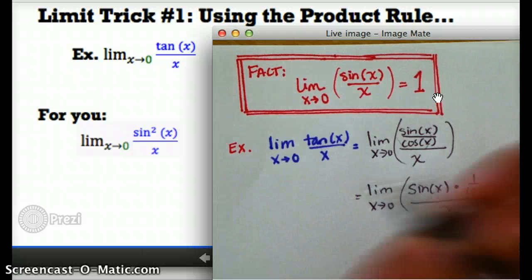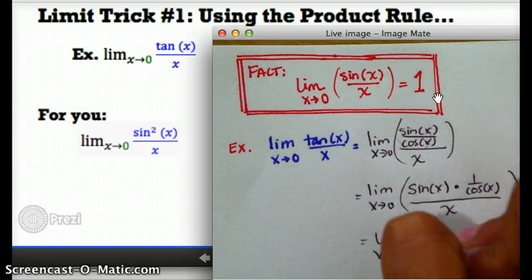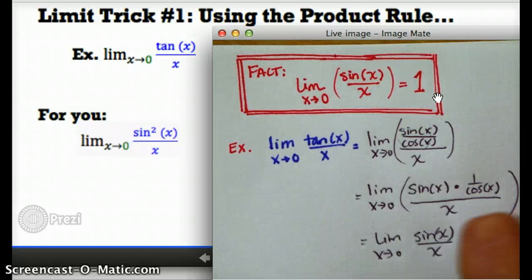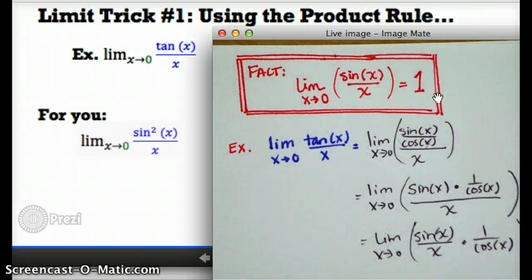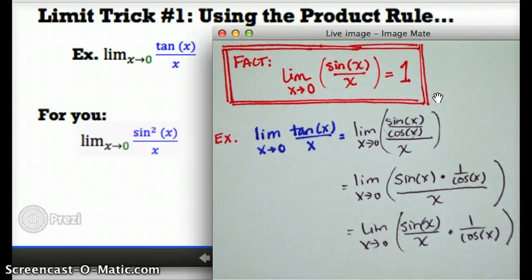Well, this whole thing I can rewrite as the limit as x approaches 0 of sine of x over x times 1 over the cosine of x. All of this is just me playing around with the symbols. You won't necessarily know if you're doing it right. You're trying something, and if it helps you, then yeah, that was the right thing to do. In this case, all of my playing around with the symbols has actually helped me more than you may realize.